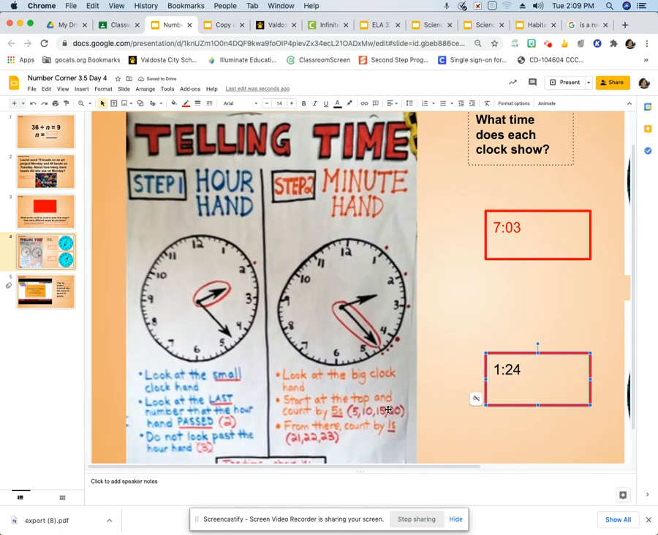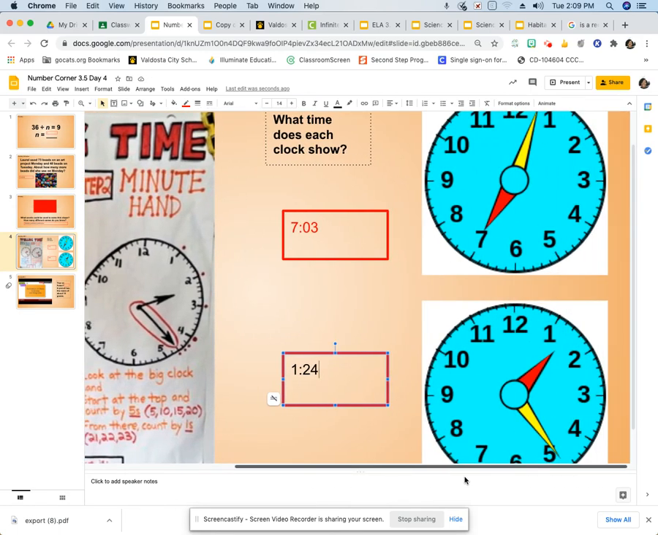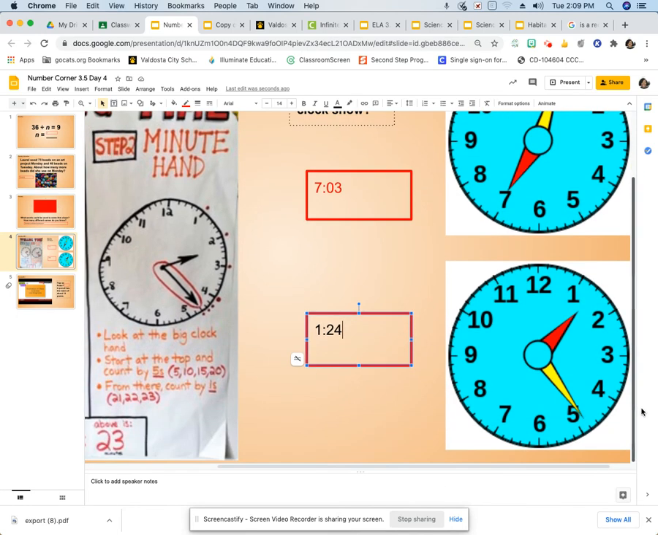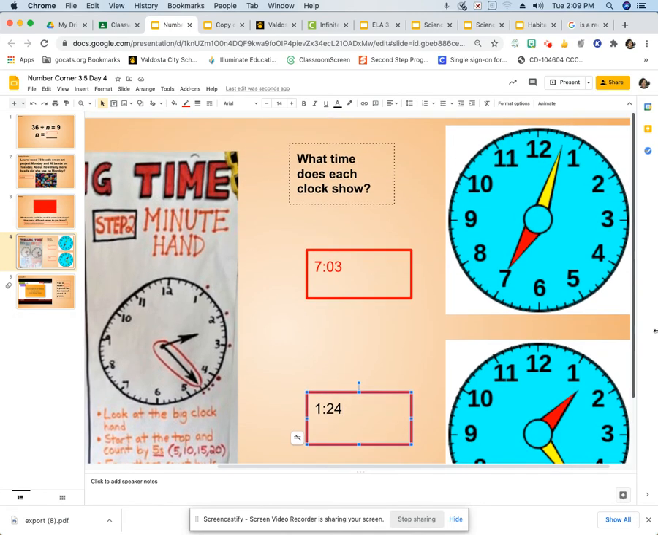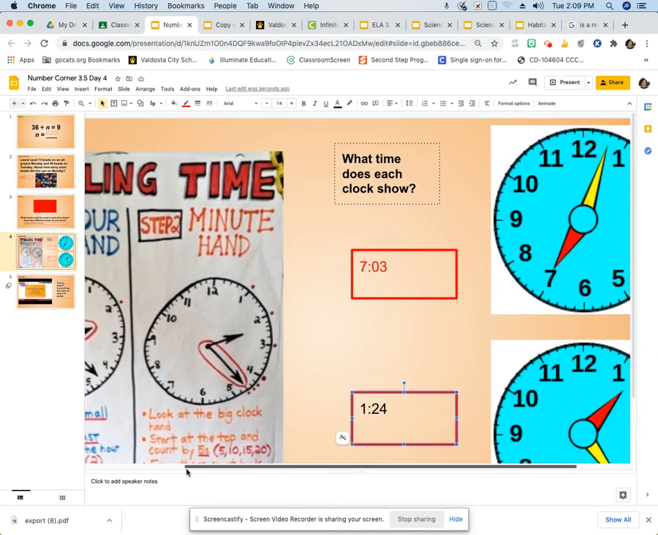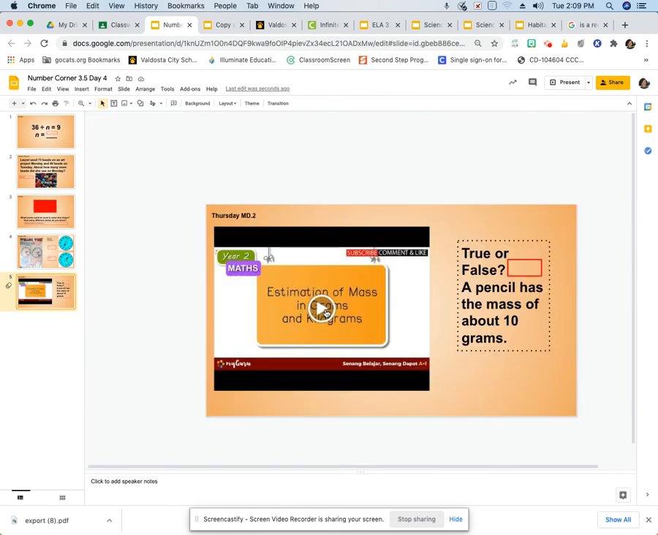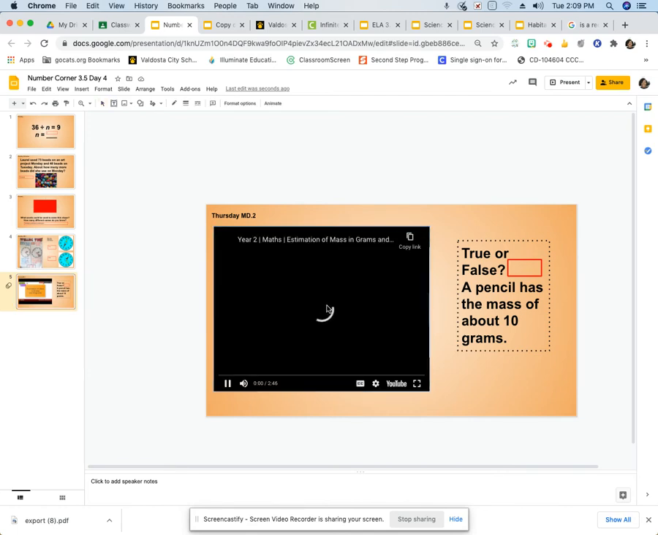And zoom in again. It is 7:03, 3 minutes after 7. Here it is 1:24 or 24 minutes after 1 o'clock. Okay. And then here we have a video on estimation of mass in grams and kilograms. And then you had to answer this question. Does the pencil have a mass of about 10 grams? Let's watch this video here.